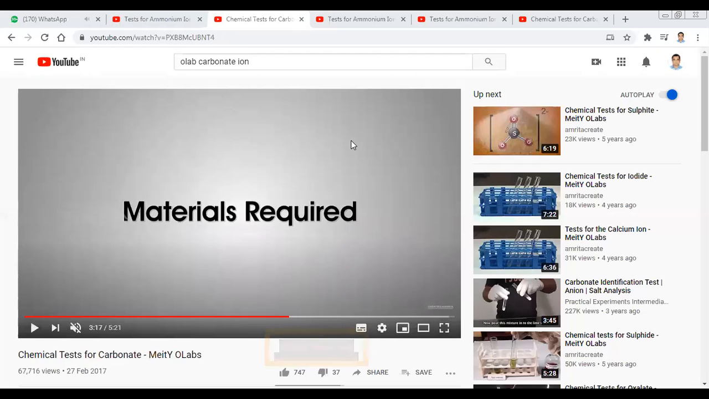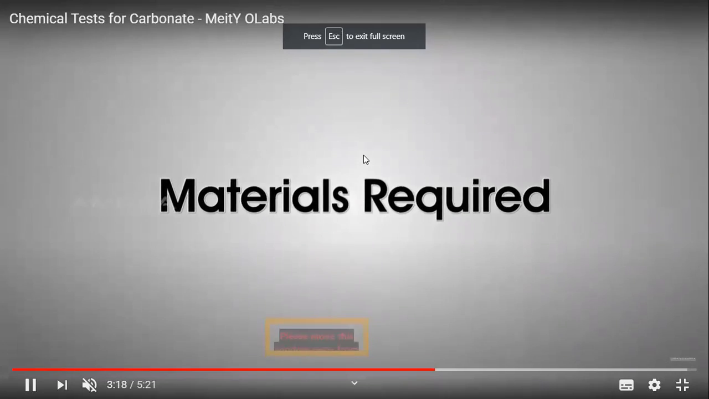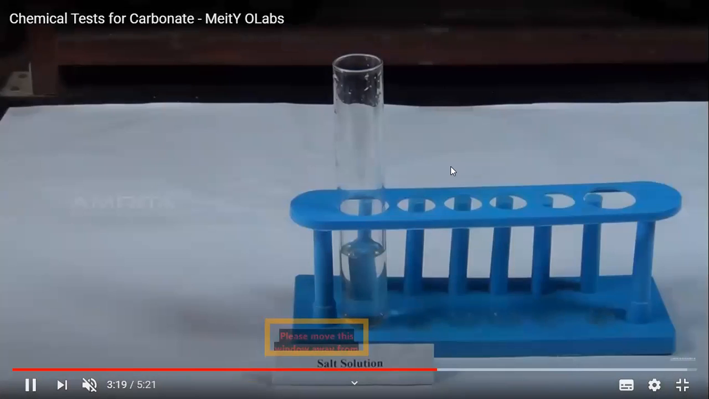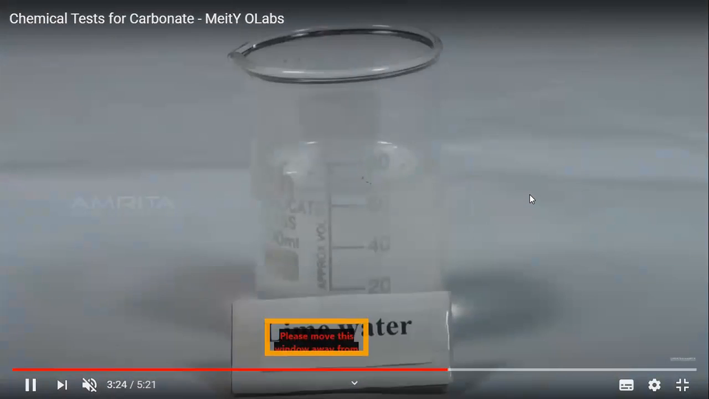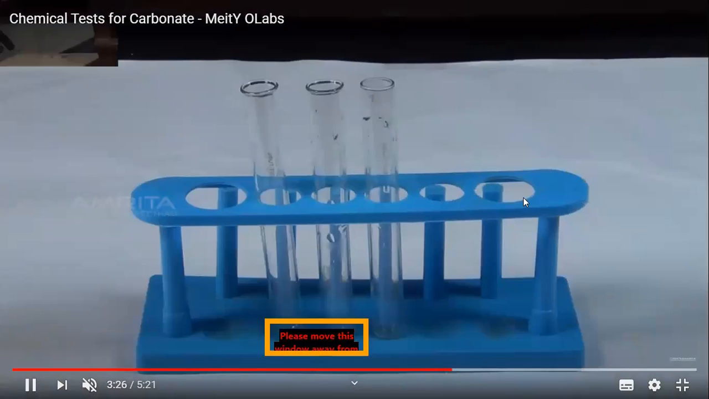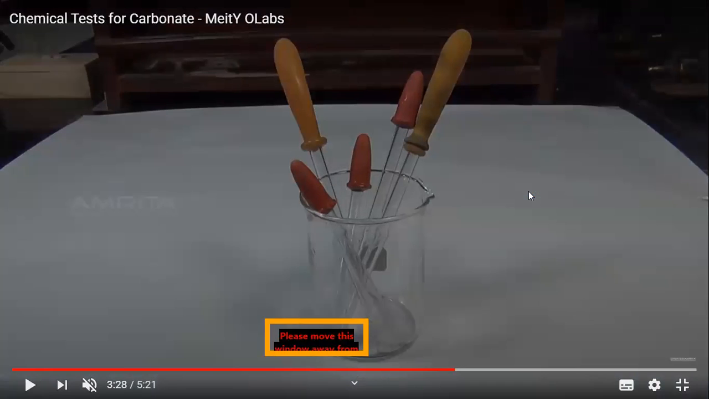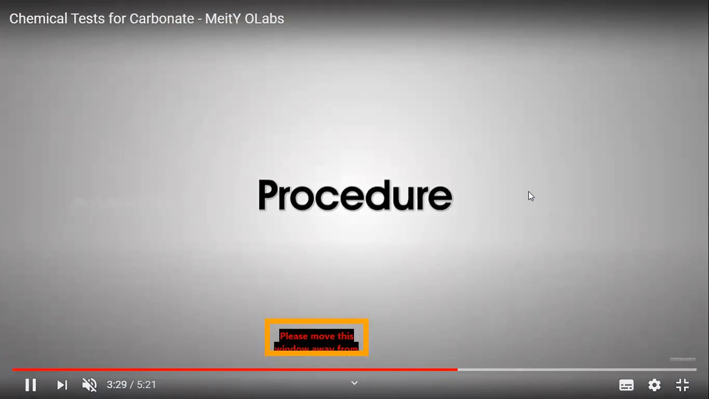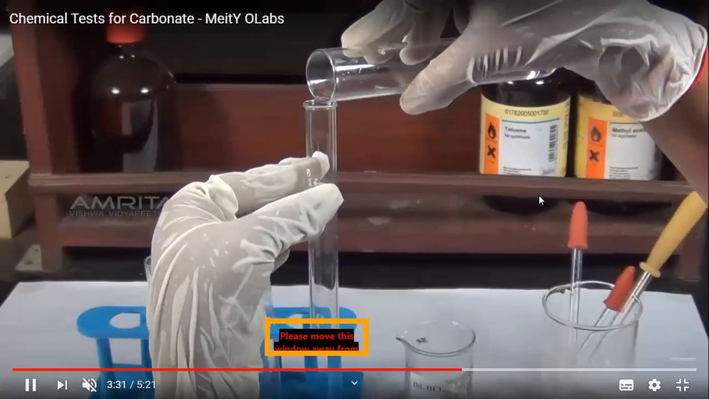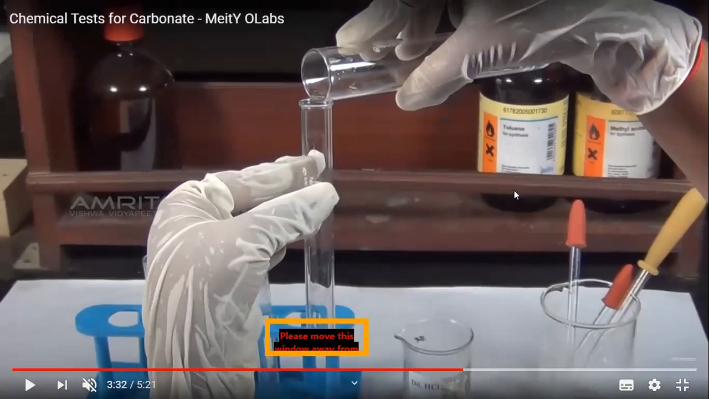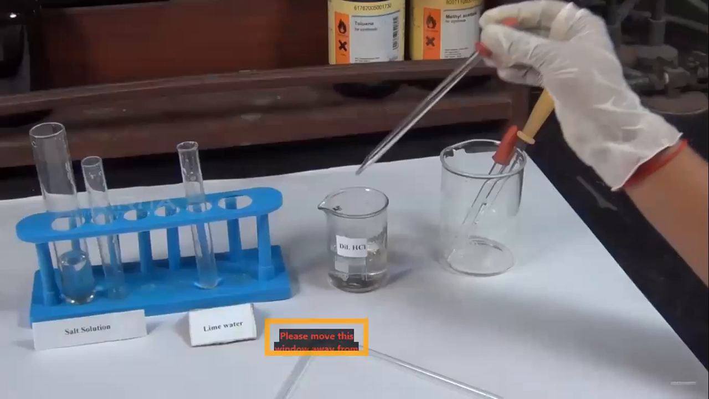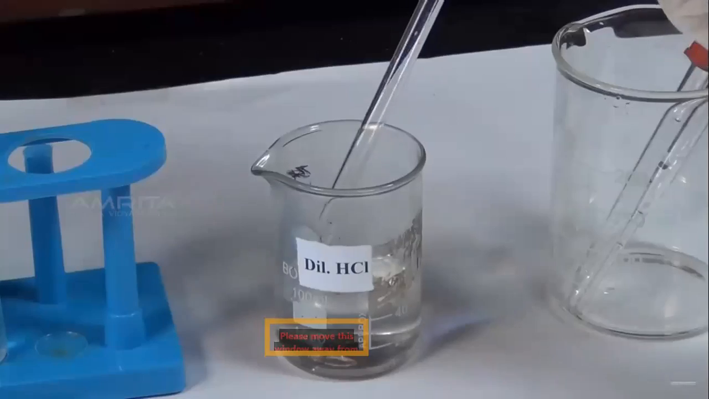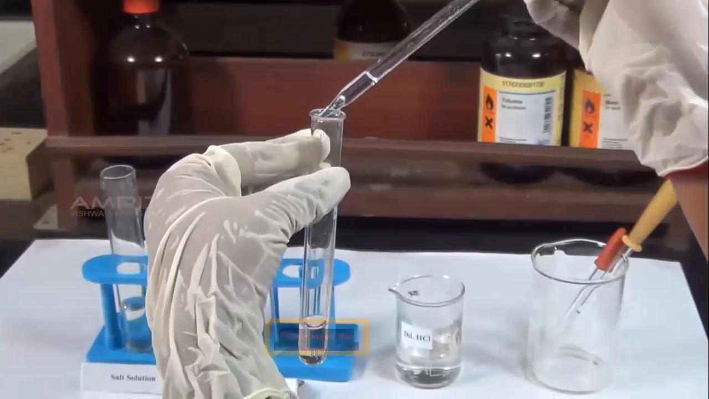What are the various materials we need? Let us pay attention. We need a solution of salt in a test tube. We need dilute hydrochloric acid. We need distilled water. We need test tubes, and we need droppers. Let us perform the test. We'll take the salt solution into a test tube. Then we'll add the dilute hydrochloric acid into it.